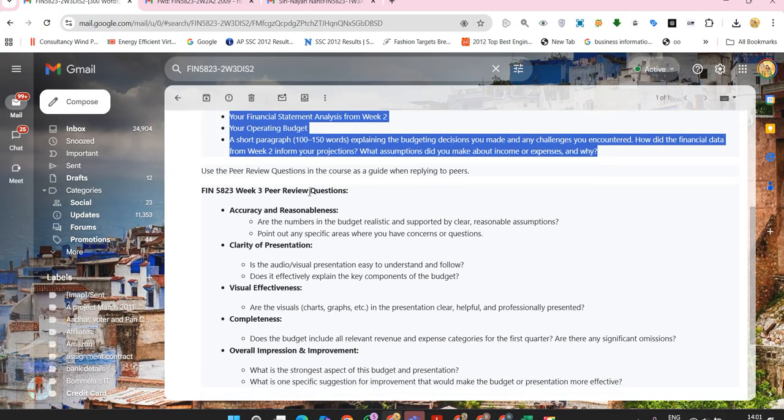After preparing this, you have peer review questions. Are the numbers in the budget realistic and supported by clear and reasonable assumptions? You need to write a short paragraph on this in your projections. Yes or no, you should mention. It is realistic, right? Because from your balance sheet and your income statement, you took all the values. So they are mostly realistic. Point out any specific areas where you have concerns or questions.